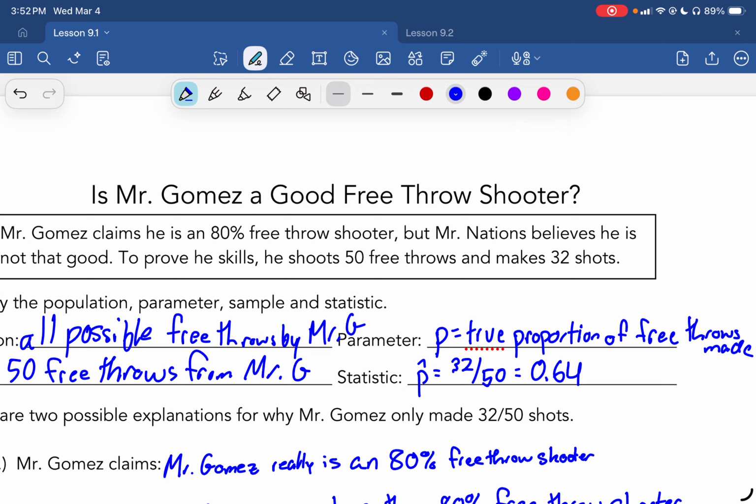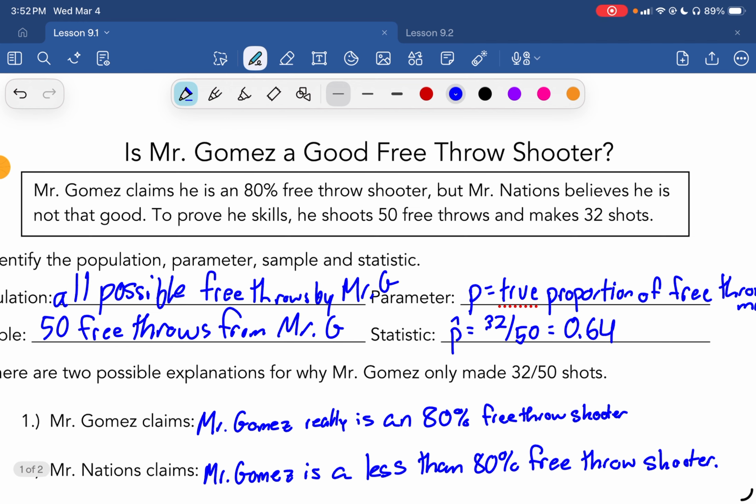Anyways, Mr. Gomez claims he's an 80% free throw shooter, and I don't believe that. I believe he's not that good. So to prove his skills, he's going to shoot 50 free throws. And when he did this in front of me, he made 32 shots, not an 80%.